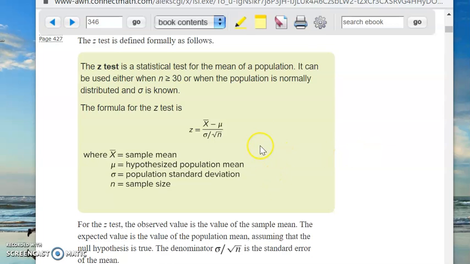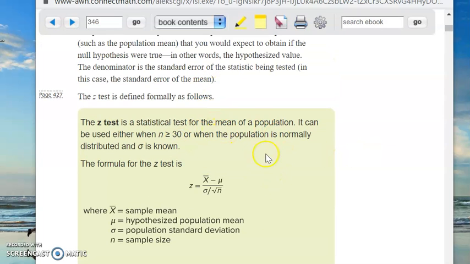Okay, so the z-test, here's the formal definition. Obviously, it's a statistical test. It's a test for the mean of a population, and there are some limitations. You're drawing the sample from the population of all the 6th grade kids in the universe. Okay, so the population is all the kids in the universe.